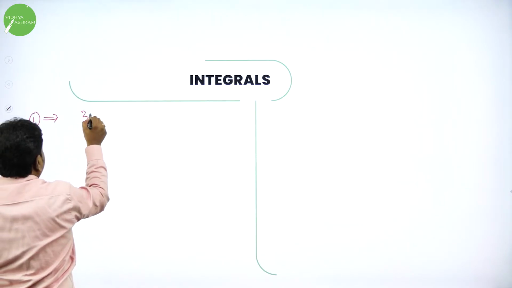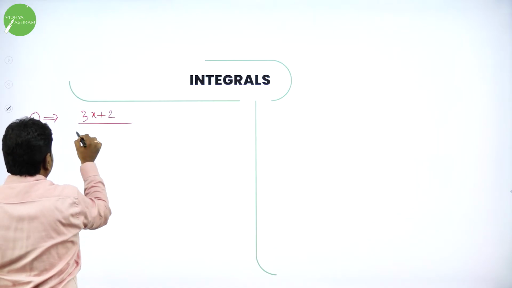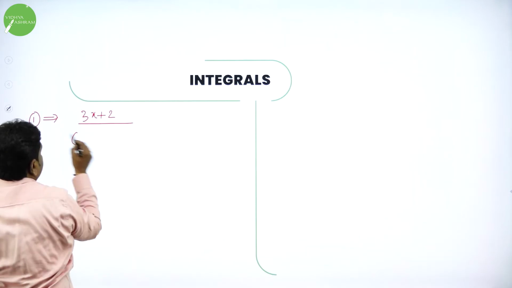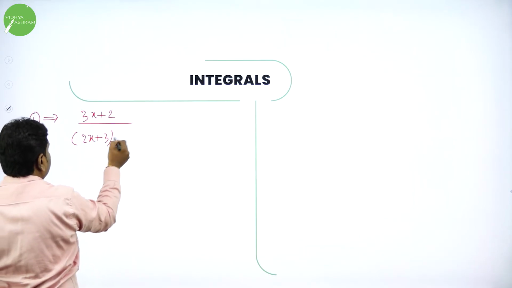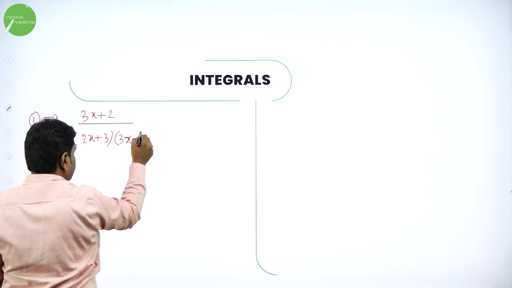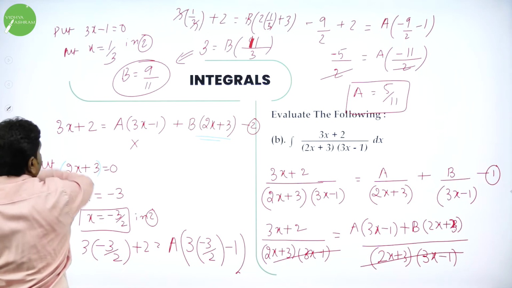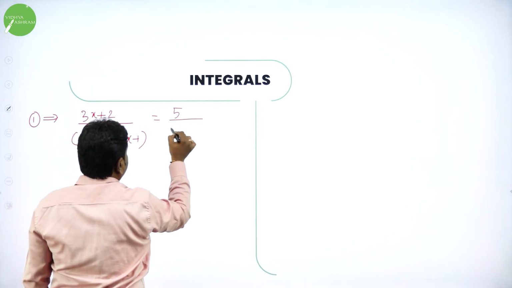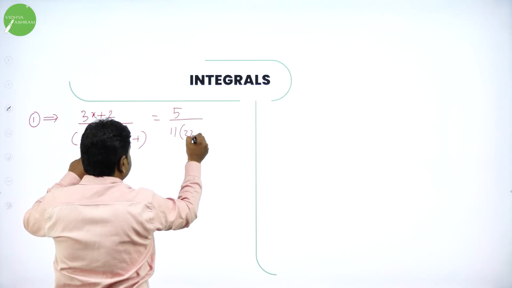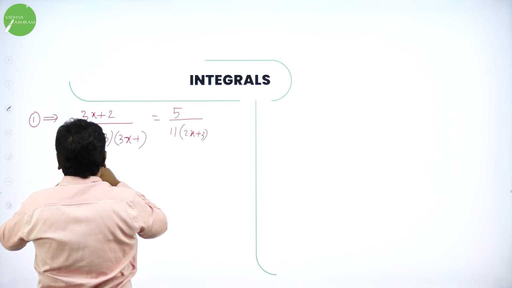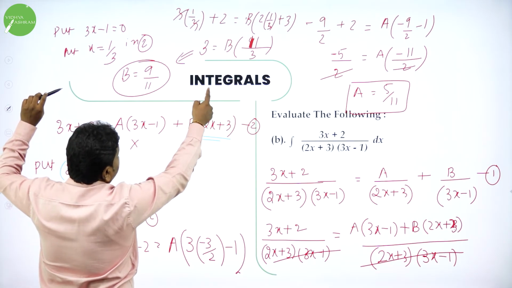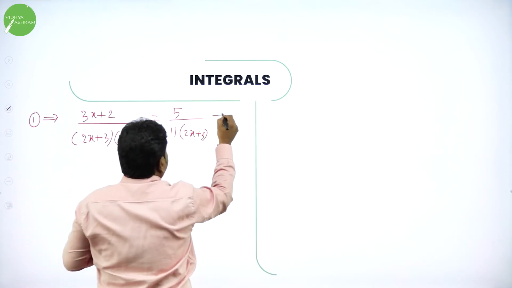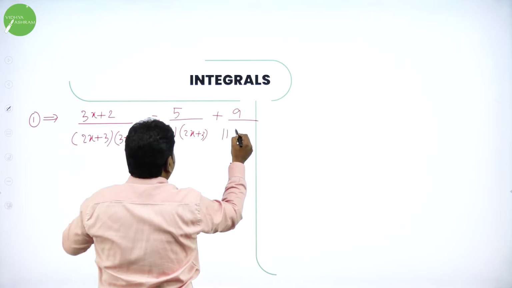3x plus 2 divided by 2x plus 3 into 3x minus 1 can be written as A by, what is A? 5 by 11, by the first factor. What is the first factor? 2x plus 3. Then plus B by, what is B? We got positive 9 by 11, plus B, 9 by 11, second factor 3x minus 1.